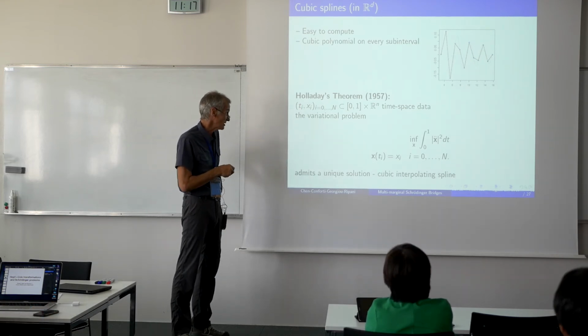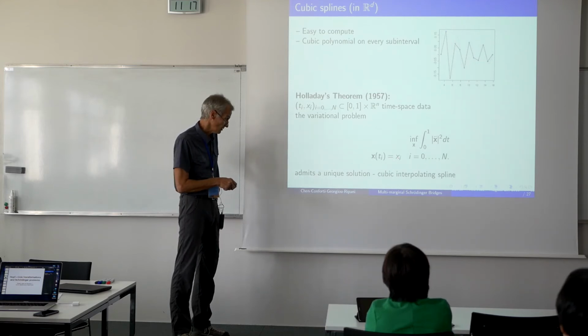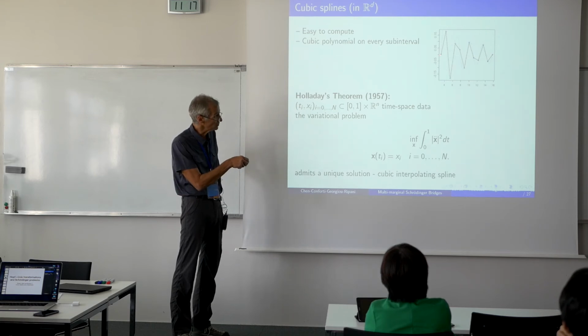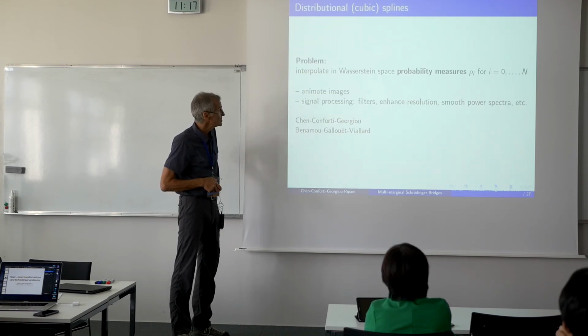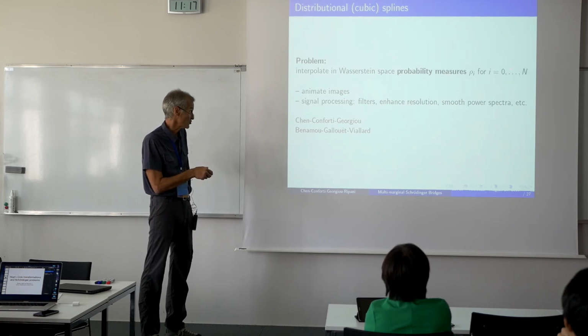So Holladay's theorem is that splines are minimizers of the second derivative, meeting all these points, and admit a unique solution, which is the cubic interpolation spline. The natural splines don't have any constraint at the ends. So the problem here is to interpolate, in Wasserstein space, probability measures rho i's.